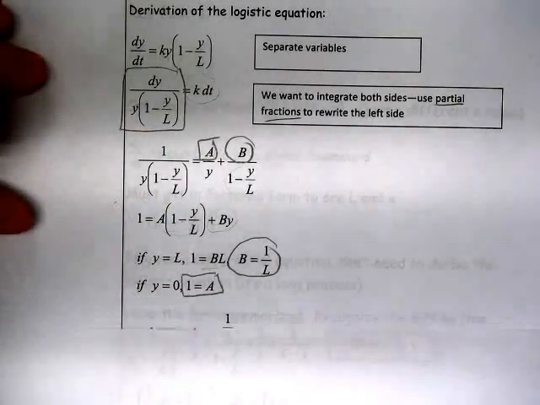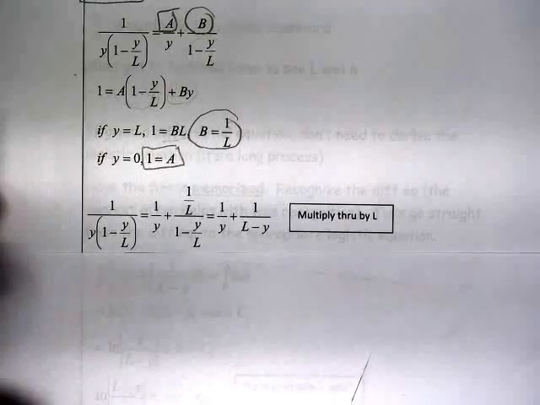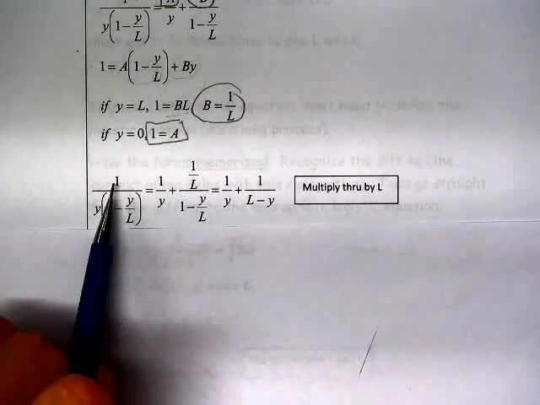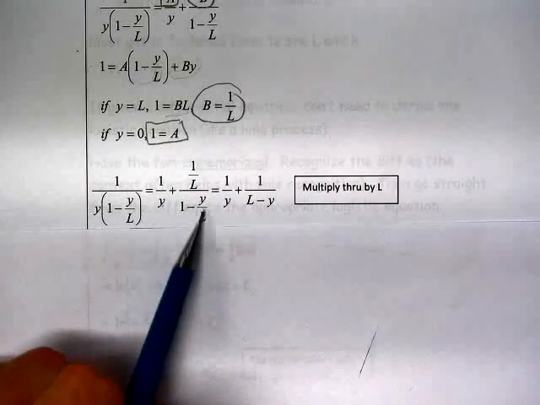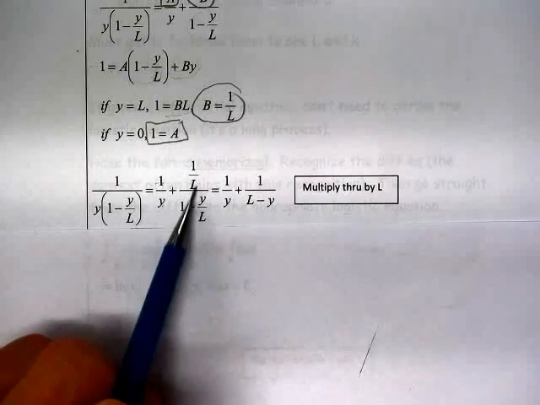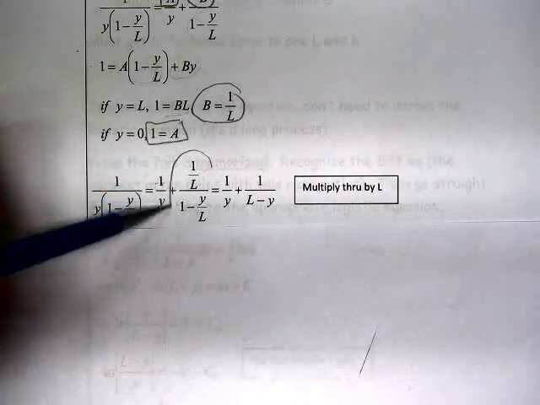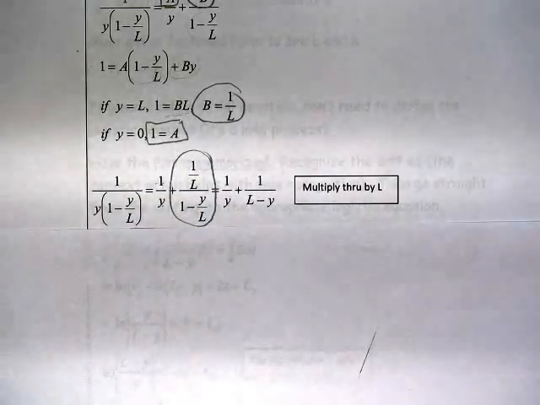Okay, so if I return to that differential equation, well, I'm not going to return to the differential equation yet. Let's simplify this a little bit more. So I have split up this original denominator into y and 1 minus y over L. I have my A and B here, and I have a complex fraction here, so I'm going to multiply this expression through by L over L. And it comes out nicely to just 1 over L minus y. All right.